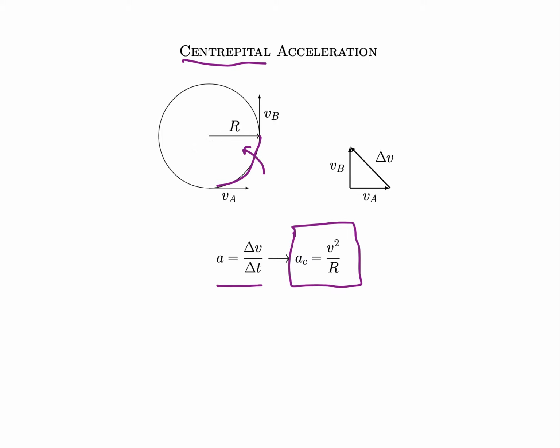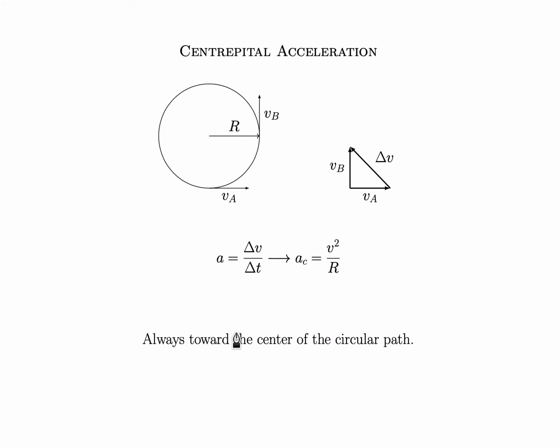In any case, the centripetal acceleration, when something moves in a circle at constant speed, is equal to v squared divided by r, and it's always directed toward the center of the circular path. That's the take-home message for this. So it's really just a formula you have to know how to use and when it applies.